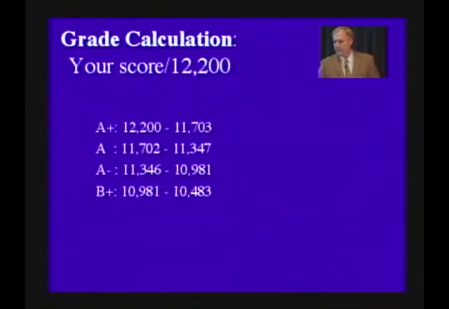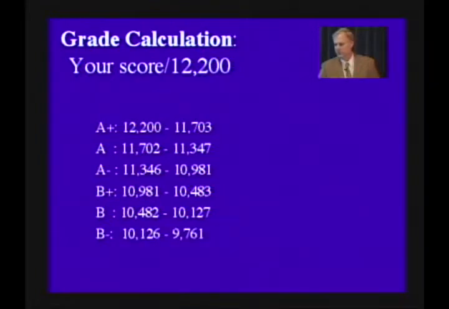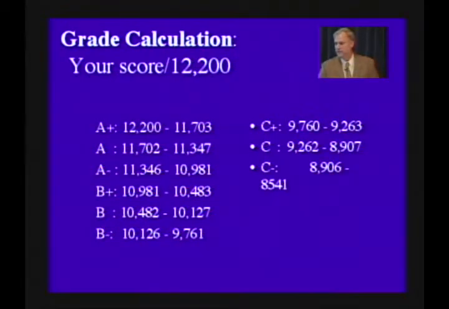For a B, 10,981 to around 10.5, around 10.5 for a B to 10,127, and then for a B-, it's around 10,126 to 97.61. For a C, 97.60 to 92.63. C+. A C standard is 92.62 to 89.07.